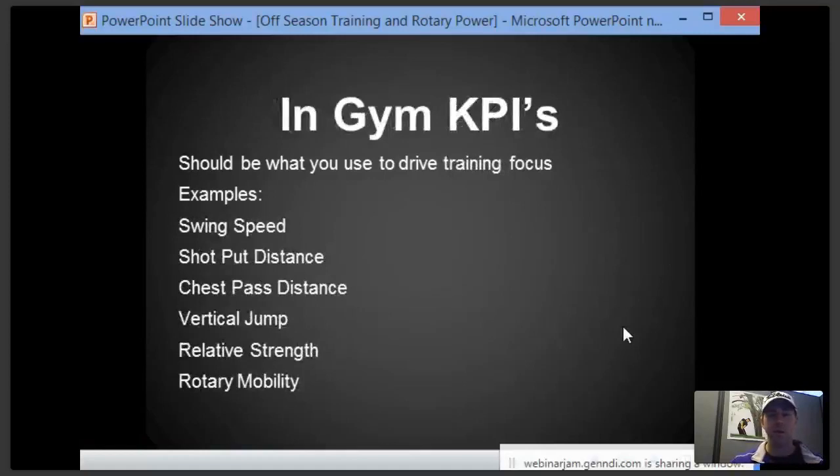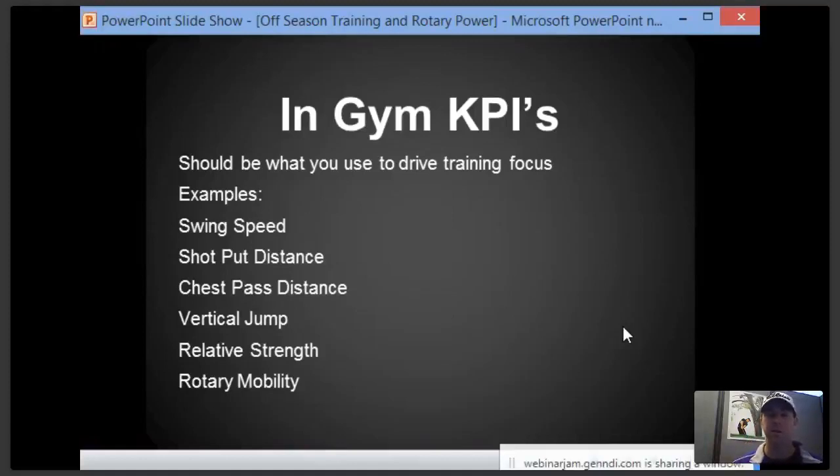All right. So in the gym, you guys should all be pretty familiar with working with us. We test this with all of you at least twice a year, hopefully most of you 3 to 4 times. But swing speed, that's the sport-specific metric we look at. But then also shot put, chest pass, vertical. Those are your three power elements that are extremely highly correlated to club head speed. Vertical and then relative strength.